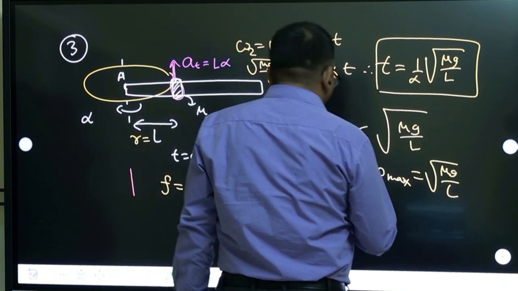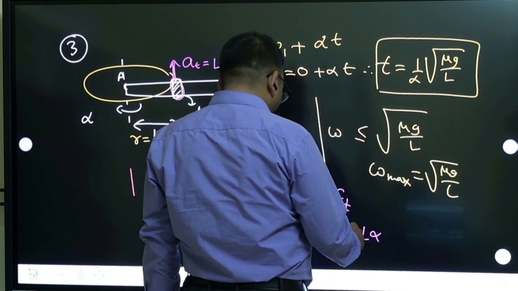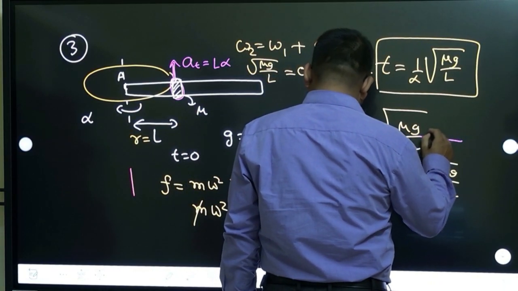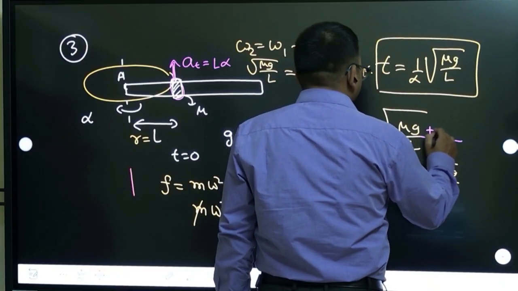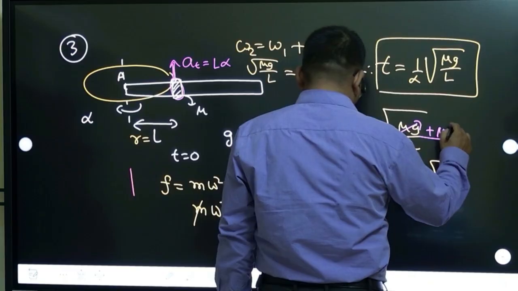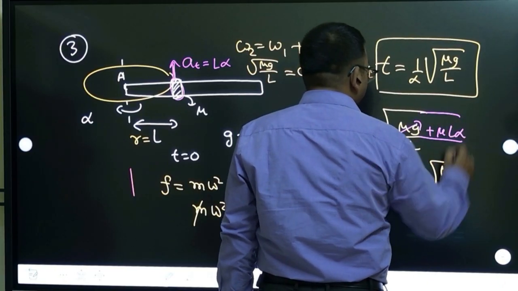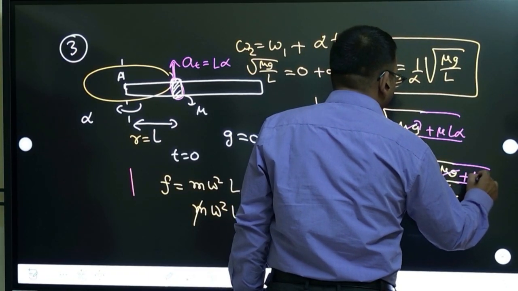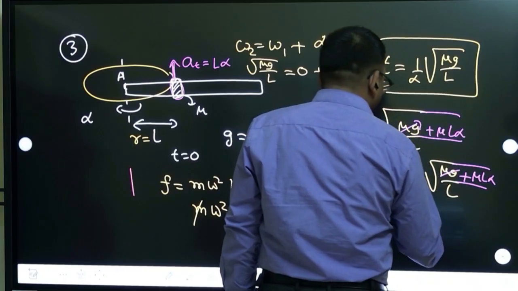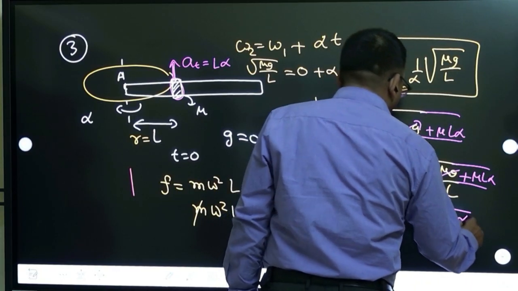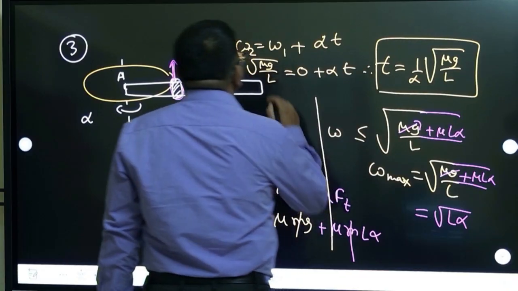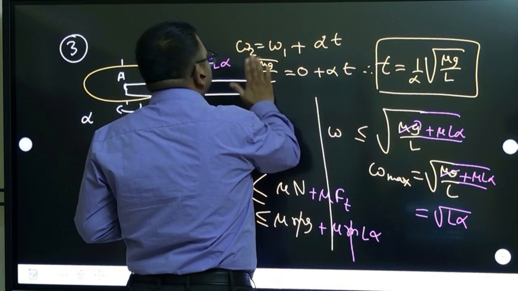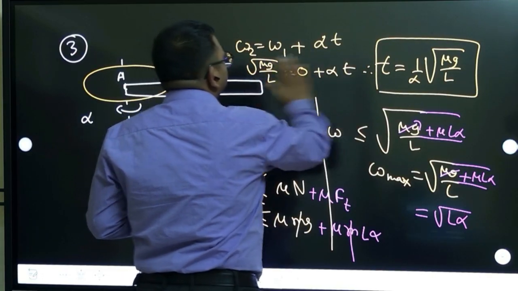Here you have to add this term. Mass terms will cancel, so mu L alpha terms will be coming. So mu alpha terms will be coming, and L will also go away. So root under L alpha. Yeah, try that. So here we have to put it as L alpha. So try this.